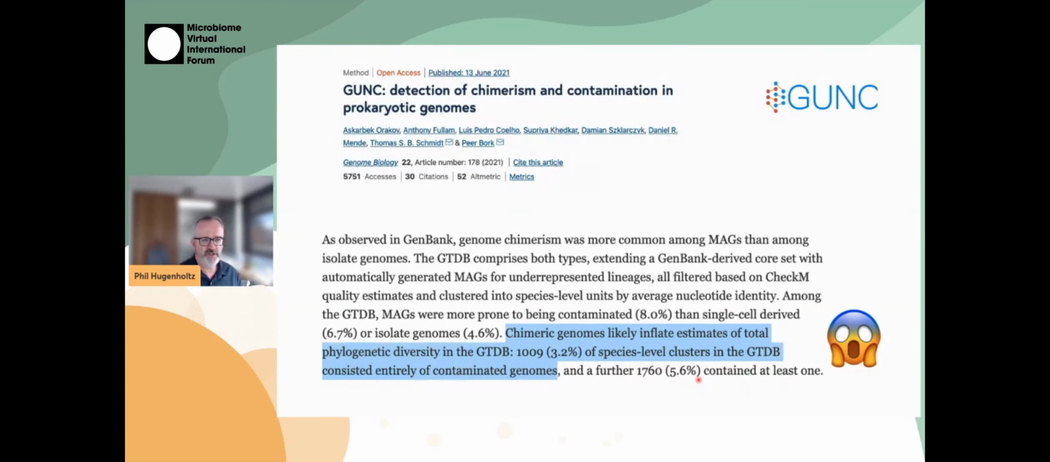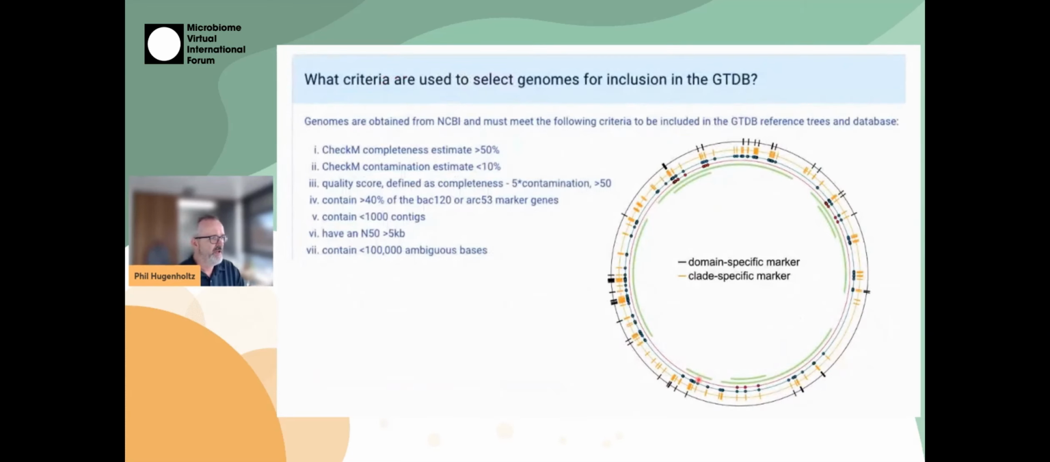So of course we were very interested and motivated to check this out, because if that's true, that's a considerable inflation of the taxonomy that's described in the GTDB. The criteria that we currently use for inclusion into GTDB is based on CheckM. And CheckM uses marker genes to estimate completeness and contamination of genomes. So these are marker genes that are conserved at different levels.